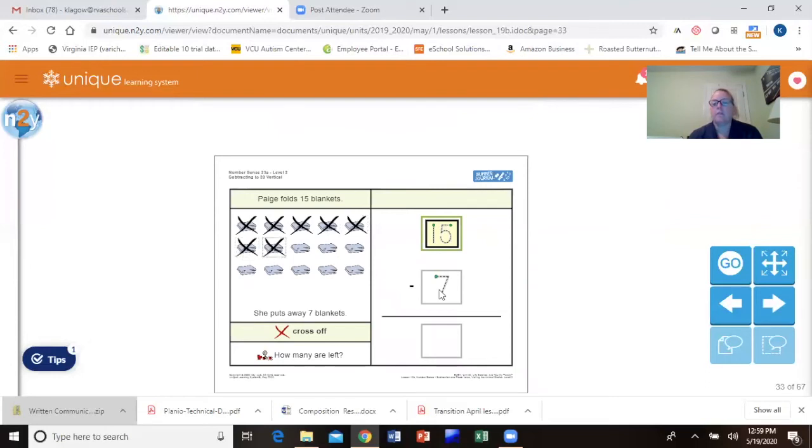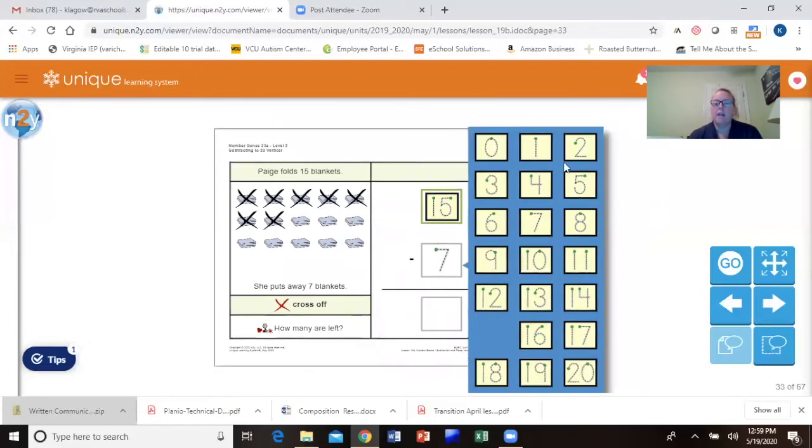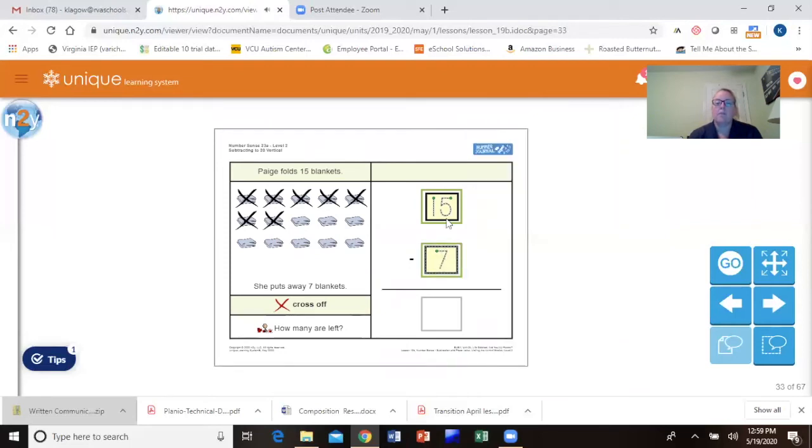1, 2, 3, 4, 5, 6, 7. Let's find the number 7. Point to it. It's in this row. You pointed here. You are correct. So 15 take away 7. Let's count how many do not have X's on them.